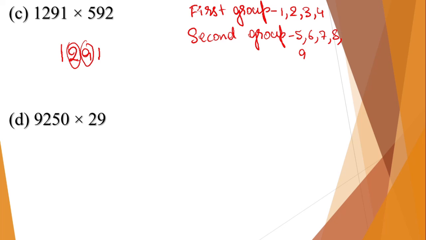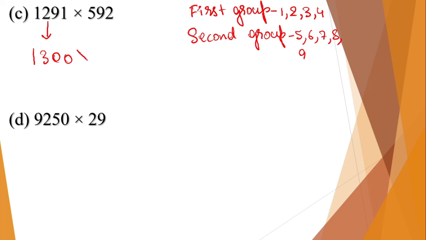Now 1 will be as it is because 1 is on the left side. So left side numbers will be as it is. So 1 will be as it is. But 2 will become 3 because 9 is in the second group. So we will add 1, right? So 2 will become 3. But 9 and 1 are on the right side of the first circle digit, which is 2. So they will become 0. So right side numbers will become 0. So we will get 1300 now. Now 1291 rounded off to the nearest 100 will give us 1300.